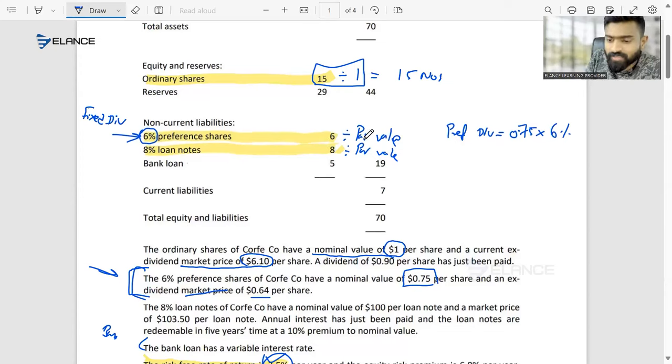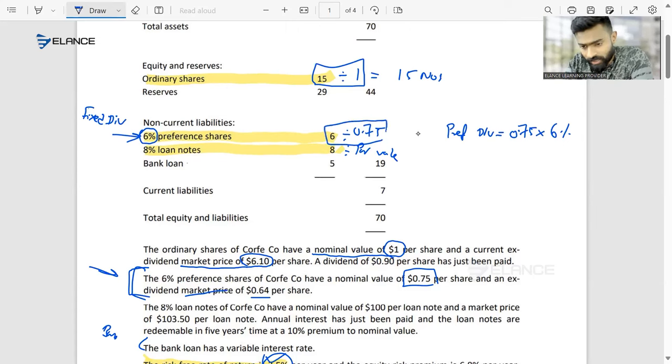Similarly, here 6 divided by the par value. What was the par value for preference shares? Per share, nominal value, their par value. What was that? It was 0.75, right? It was 0.75. So 6 divided by 0.75.